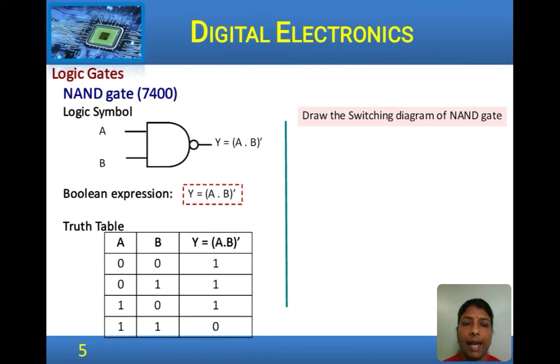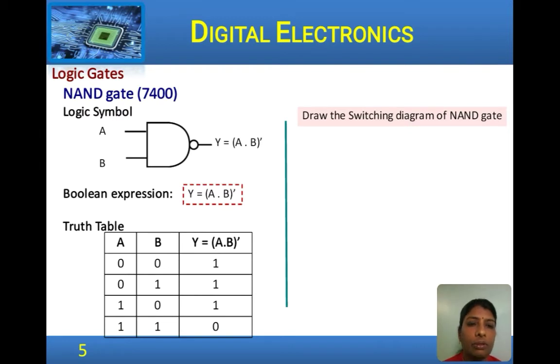The next is a NAND gate, which is nothing but the complement of an AND gate operation. The logic symbol is an AND gate with a bubble, and the expression is A dot B the whole dash. The output, as you can see, is the complement of that got for an AND gate. So NAND gate is nothing but an AND gate plus a NOT gate.